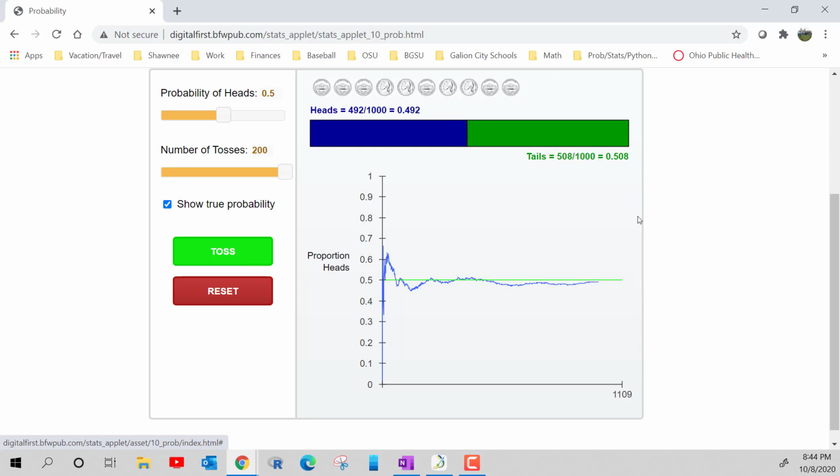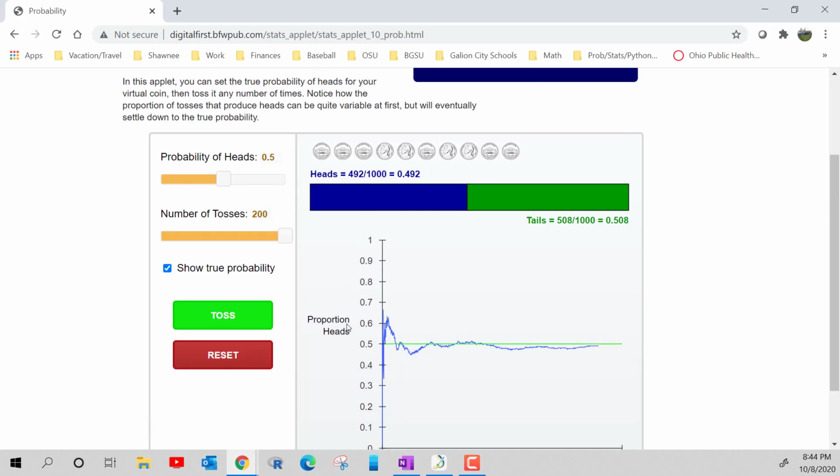So we've done 1,000 tosses so far, and the proportion of me getting heads is 49.2%, right? So it's getting really, really close to 50%, right?